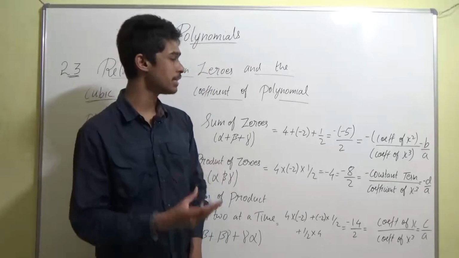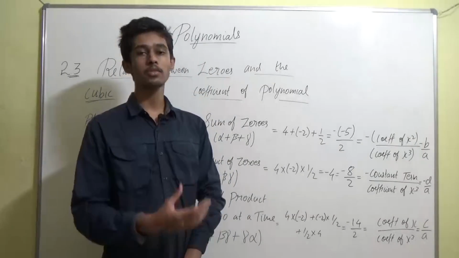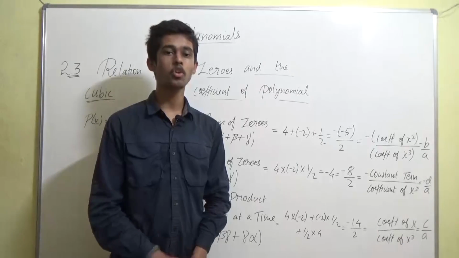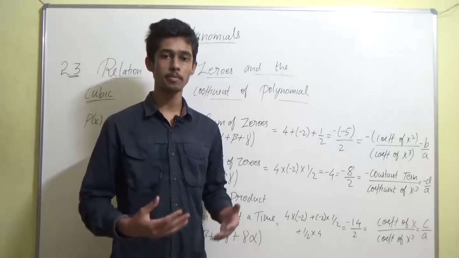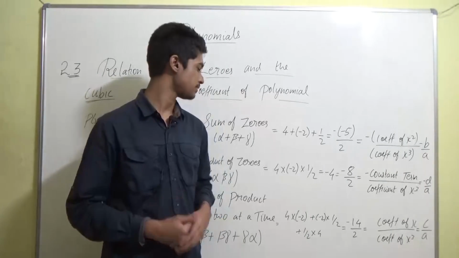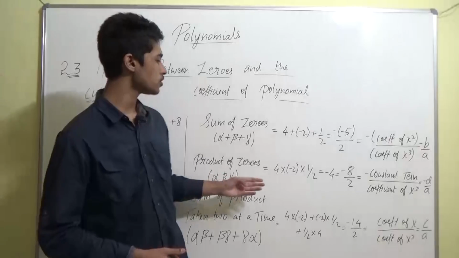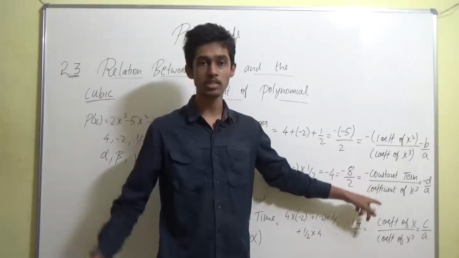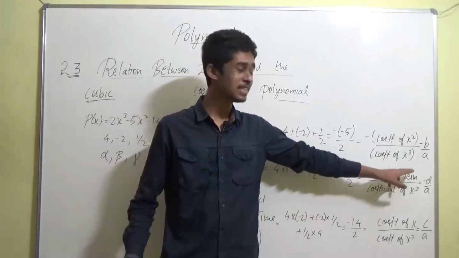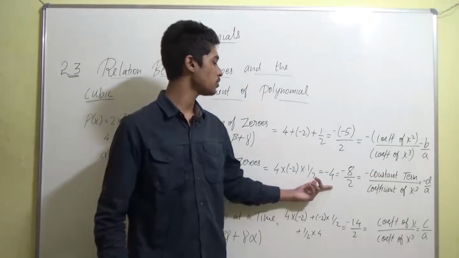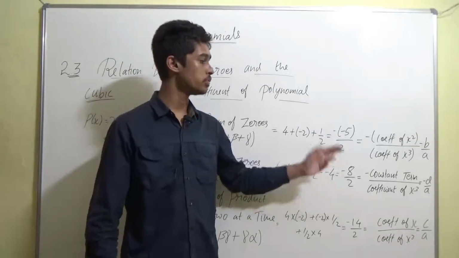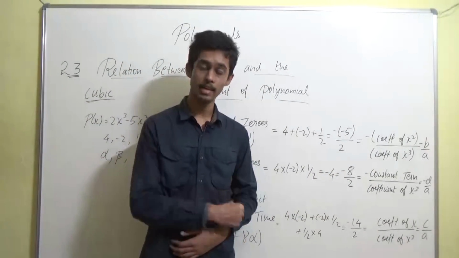This is actually something which you have to memorize. If you're not able to memorize in the first shot, don't worry, practice more questions, automatically it will get registered in your brain and then you'll be able to remember it forever. Product of zeros is equal to minus the constant term by the coefficient of x cube, that is minus d by a. If you do the calculations, you will get minus 8 by 2, which is equal to minus d by a.